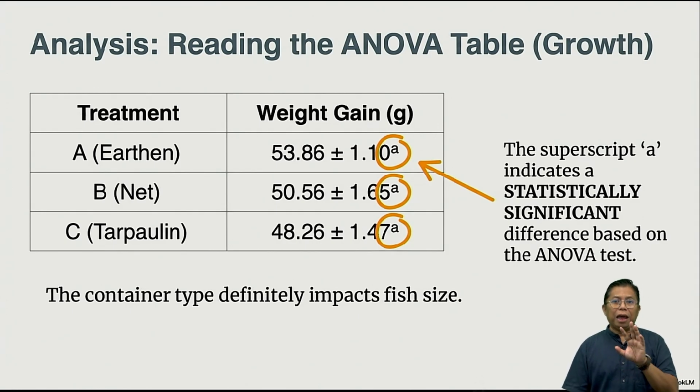The net pond is slightly lower, and the tambourine pond has the lowest growth. So the important part here is the superscript letter. The different letters indicate a statistically significant difference, which means the pond type really does affect fish growth, and this difference is not caused by random variation. Look at the table carefully.